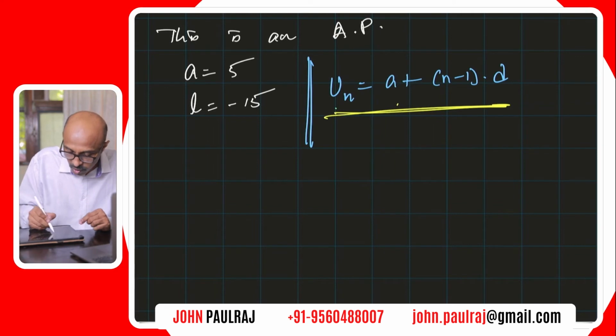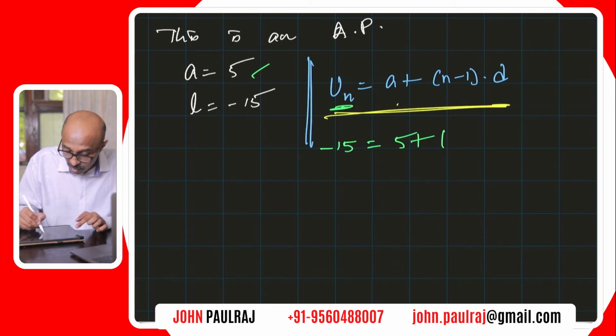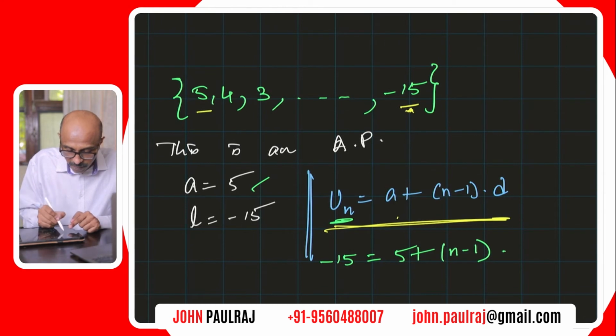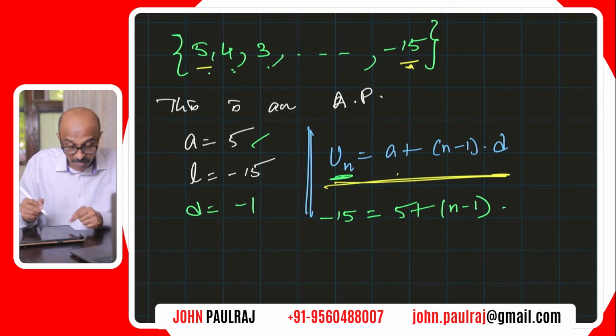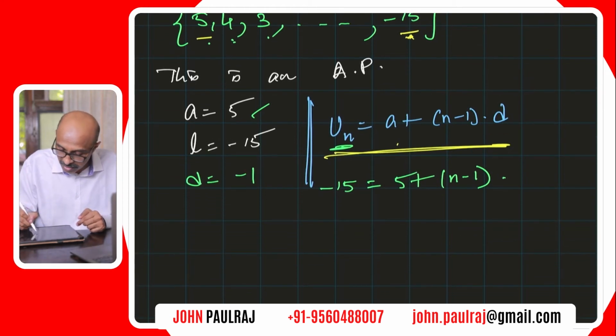Let's check it out. Okay, so u of n is the term value, which is negative 15 in this case. A, we already know, is 5. N minus 1, we just leave it as n minus 1. And d, we can look at the terms and say, okay, 4 minus 5 is a negative 1. 3 minus 4 is a negative 1. So d is negative 1. We can make use of that idea also and say, okay, d is a negative 1.